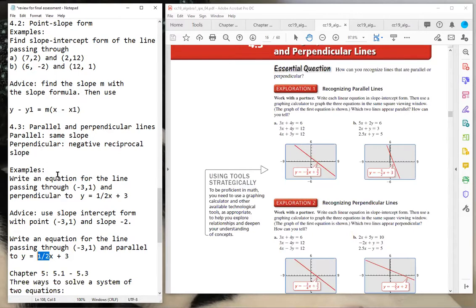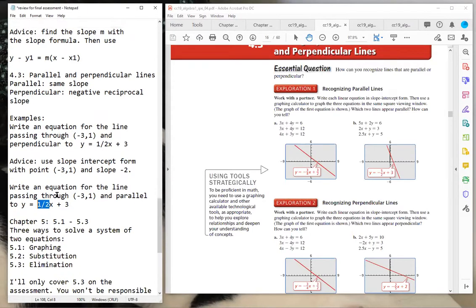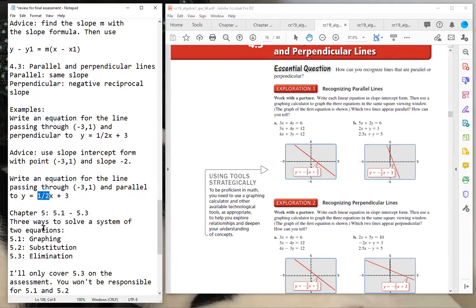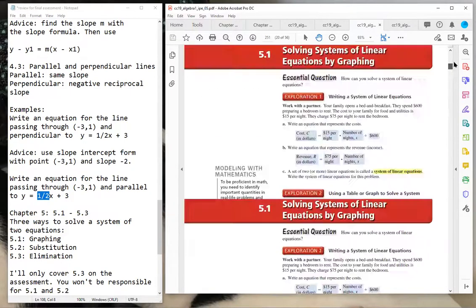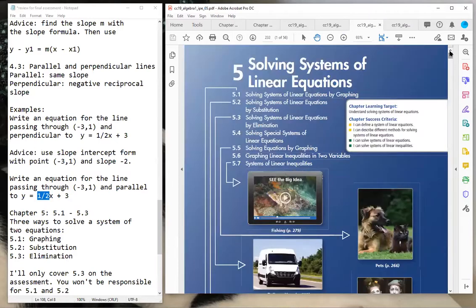Okay, we're getting close to the end. We're getting into things that may be more familiar because we've done them more recently. So chapter 5. Once we learned about lines and how to graph them, we moved on to systems of equations. So 2 linear equations at once. We looked at 5.1, 5.2, and 5.3. So you will not be tested on the rest of the sections.